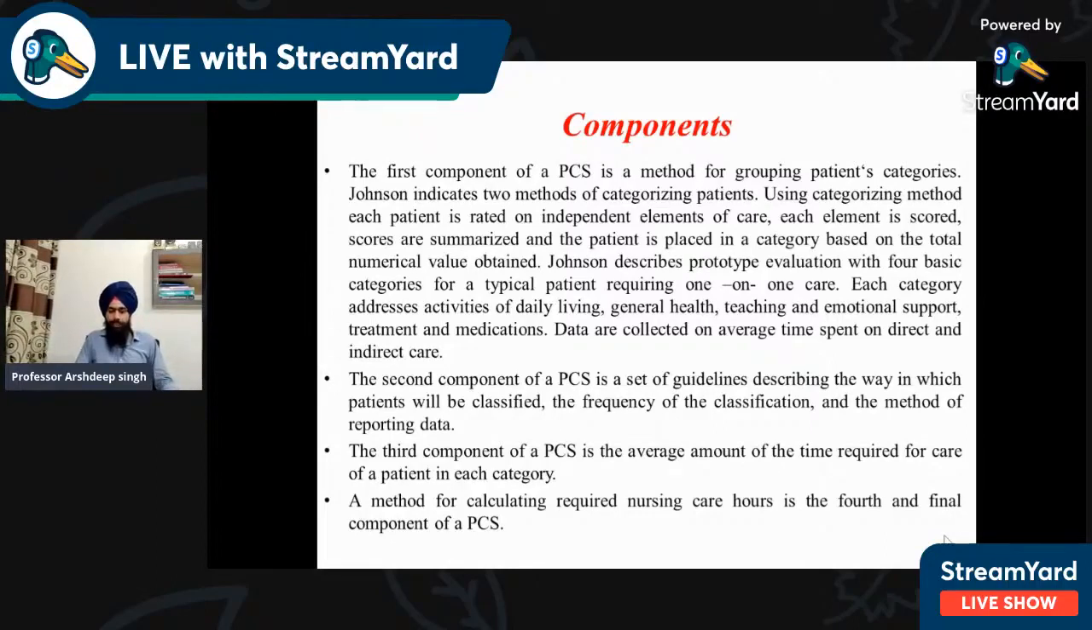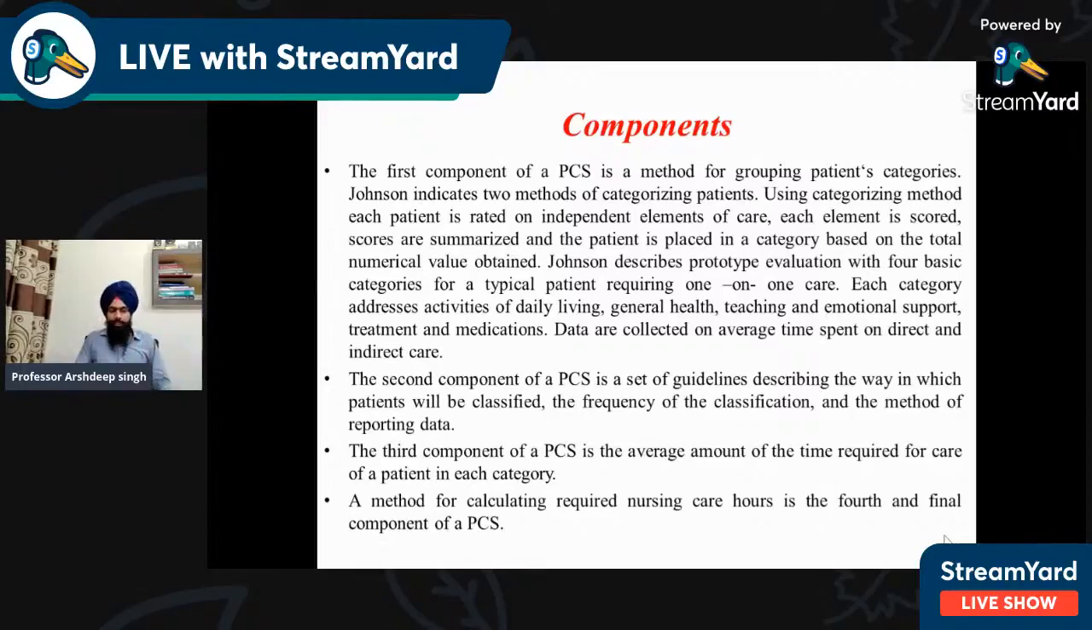Data are collected on average time spent on direct and indirect care. So this is the first component, and with the help of this component, we can categorize the patients. Next, the second component of PCS is a set of guidelines describing the way in which patients will be classified, the frequency of the classification, and the method of reporting data. There are different types of guidelines.